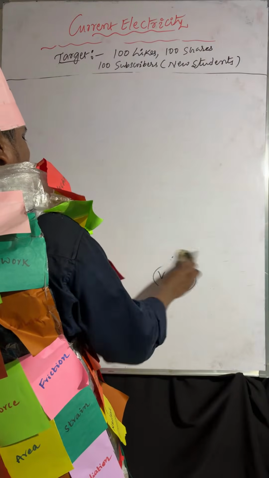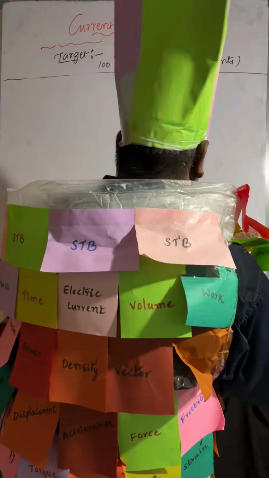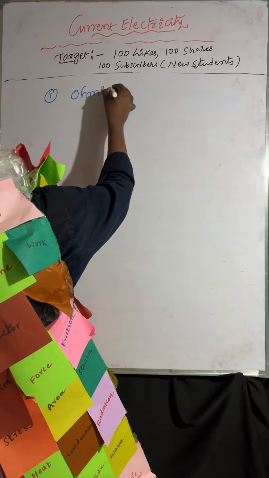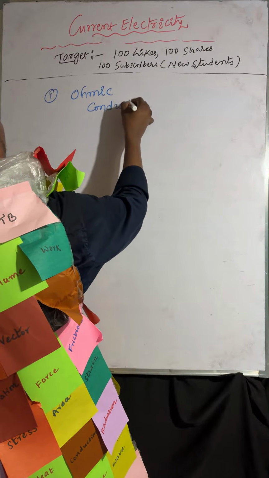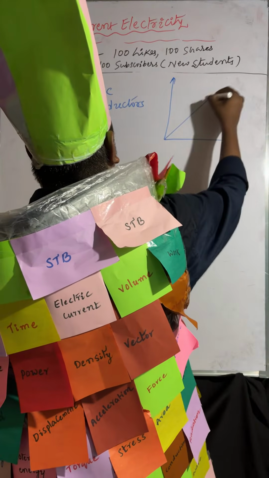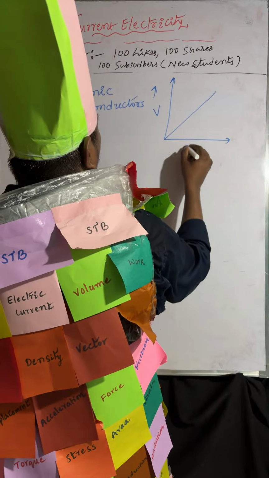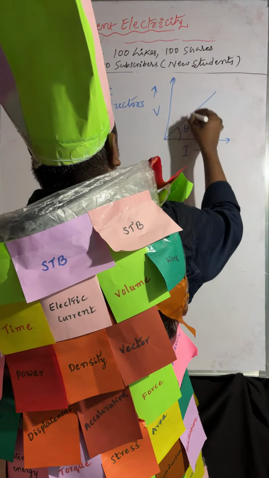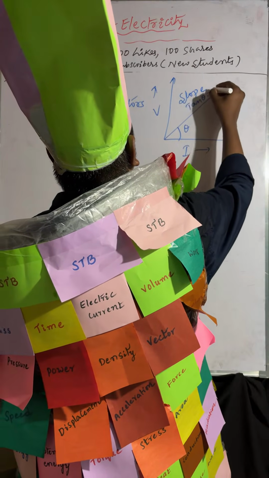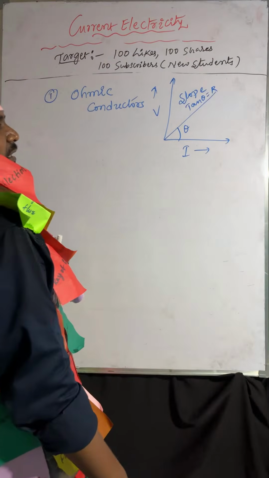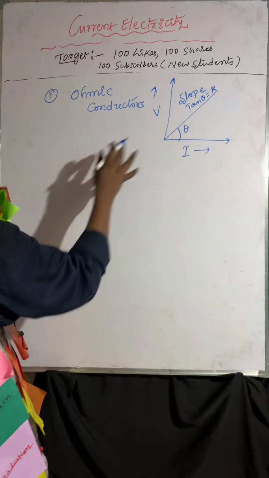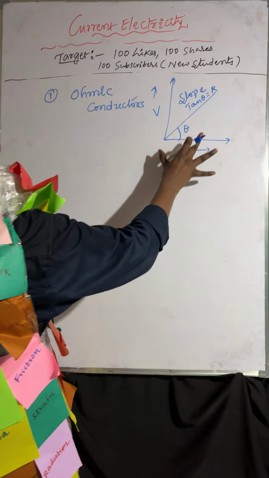Okay, so next, we'll draw the graph for ohmic conductors. You can see the graph. It starts from the origin, with V on the y-axis and I on the x-axis, and angle theta. The slope, tan theta, equals R. So for an ohmic conductor, the graph is a straight line.